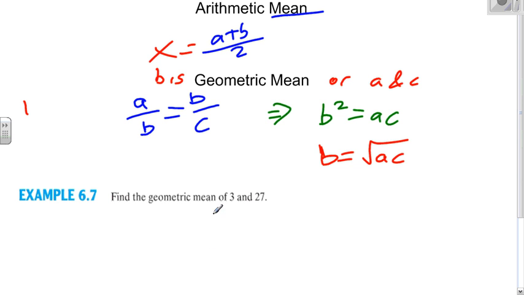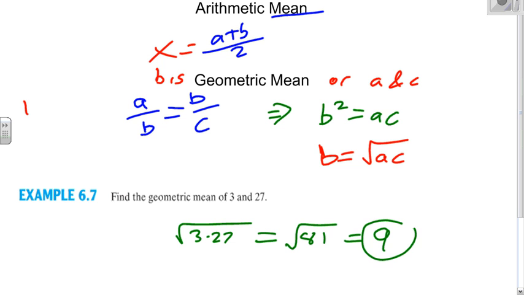So to find the geometric mean of 3 and 27, we're going to multiply those two numbers, 3 times 27, and then take the square root. 3 times 27 is 81. Take the square root. You get the geometric mean is 9.